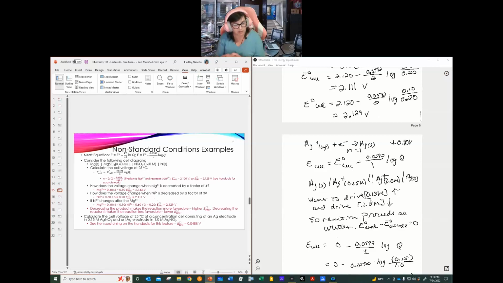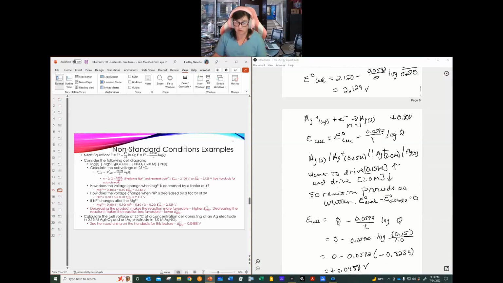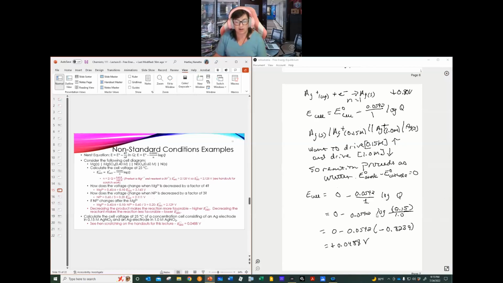So Ag solid going to Ag plus in the 0.15 side, and Ag plus going to Ag solid in the 1 side, okay? My E naught for the anode minus the E naught for the cathode equals 0 because they're the same value. So one is positive, one is negative, that means 0. So my E for the cell equals 0 minus 0.0592 over 1 times the log of Q. My product is the 0.15 molar. My reactant is the 1 molar. So that gives me this log of 0.15 over 1, and that gives me 0.0488 volts.